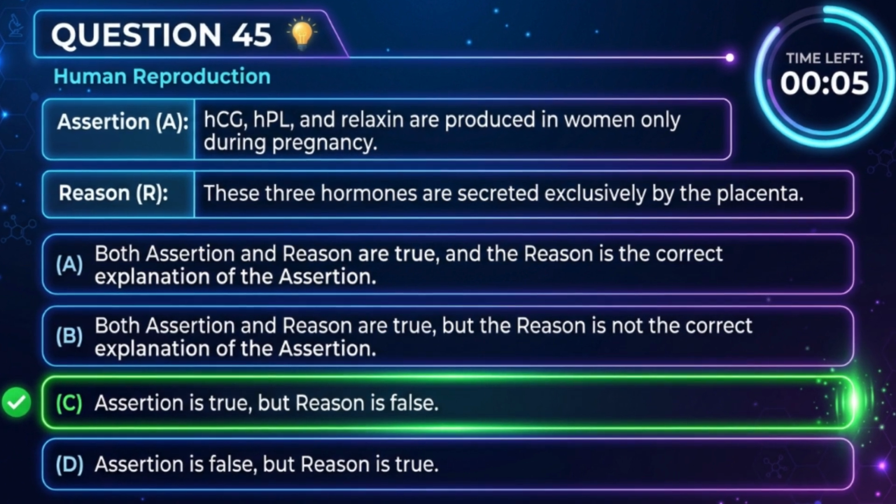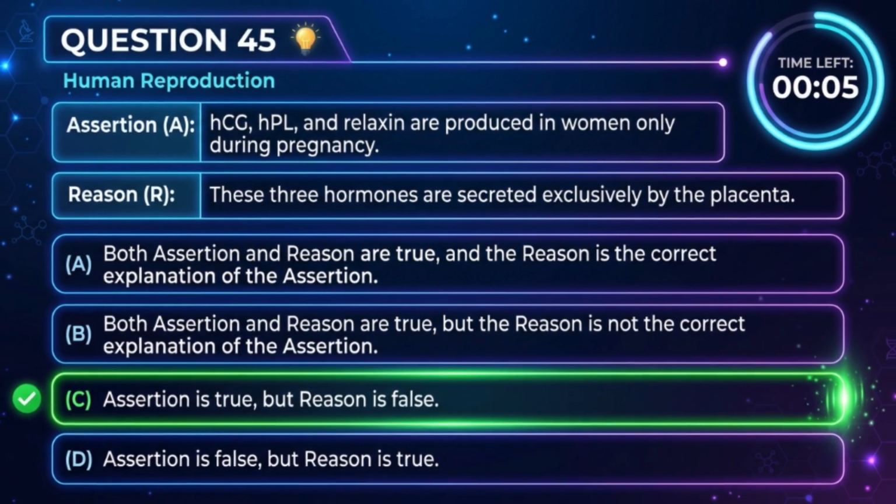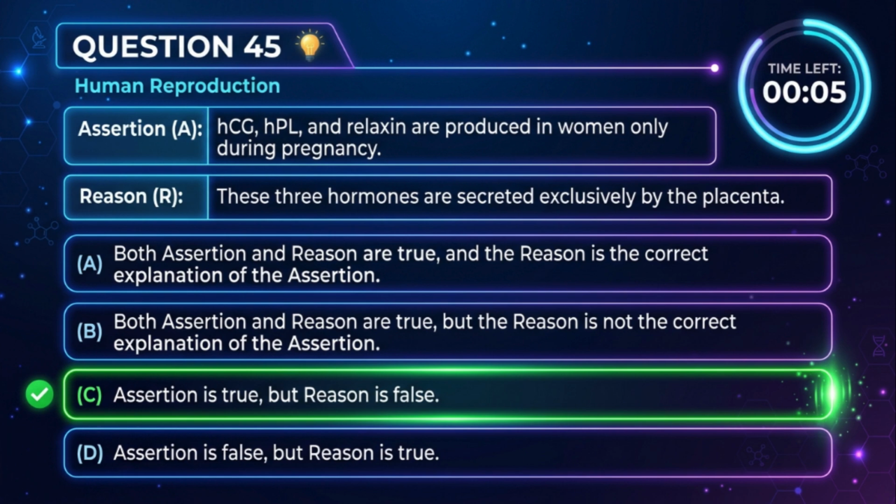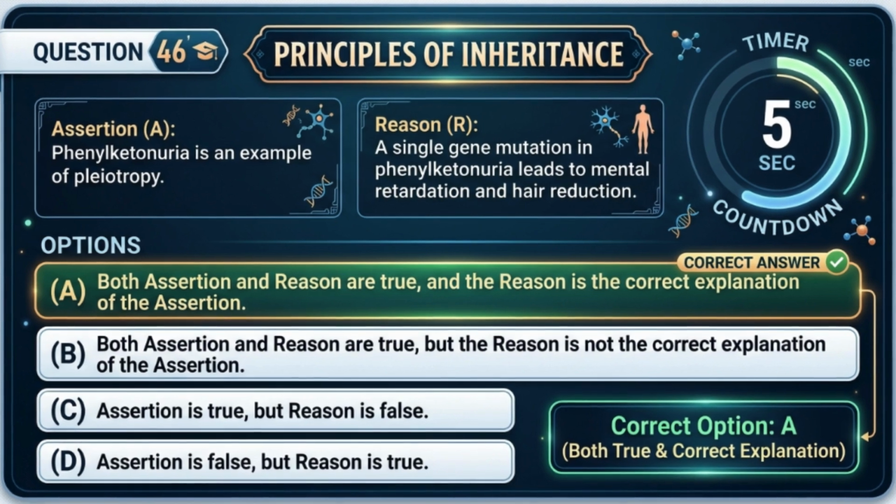Question 45. Human reproduction. Assertion: HCG, HPL, and relaxin are produced in women only during pregnancy. Reason: These three hormones are secreted exclusively by the placenta. 3, 2, 1. These three hormones are exclusive to pregnancy, which is true, but the reason says they are all secreted by the placenta. That is false. Relaxin is secreted by the ovary, not the placenta. Option is C.